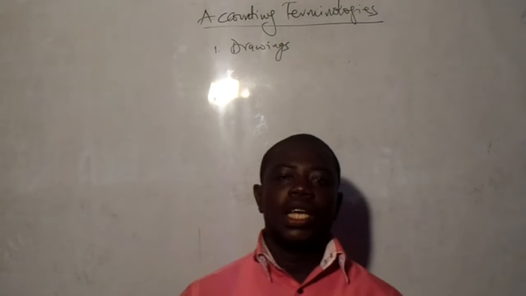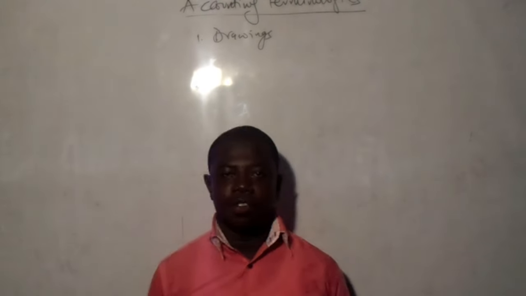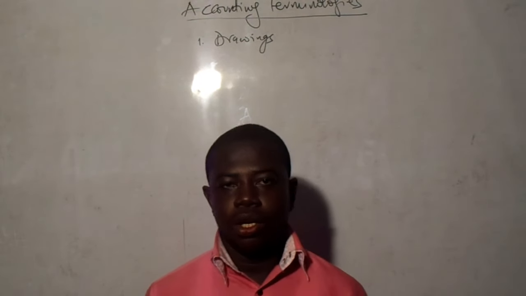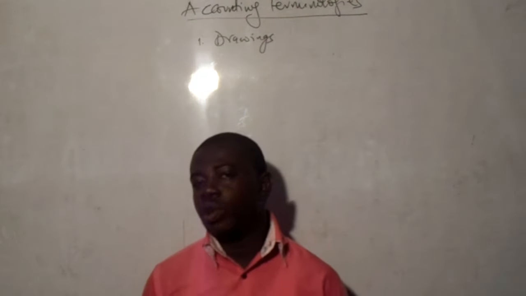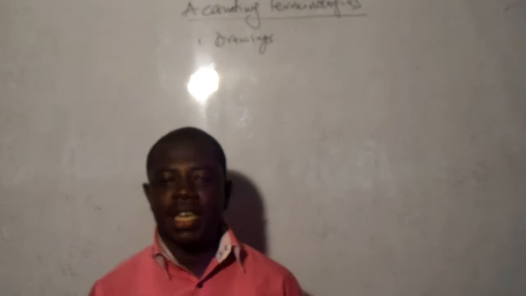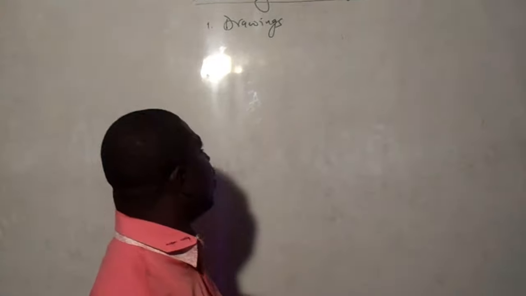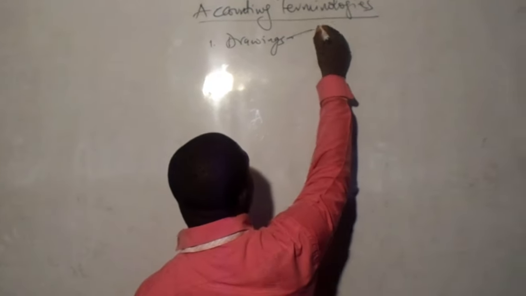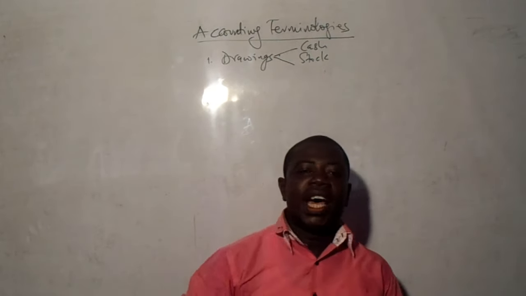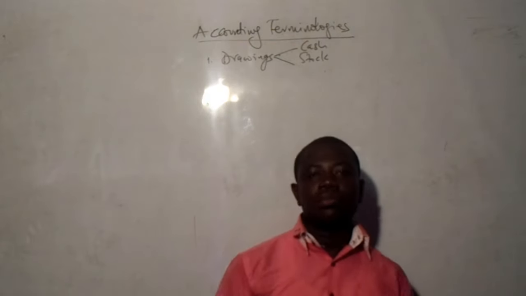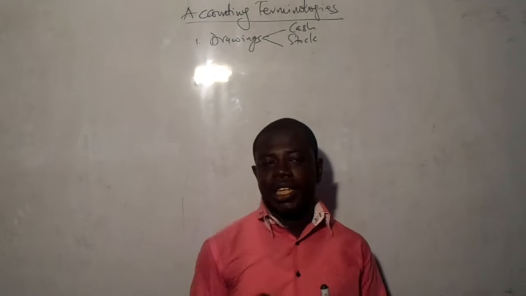Drawings refers to goods or cash that has been taken out of the business by the owner of the business for his own private use. So drawings refers to goods or cash that has been taken by the owner for private use. And so, like I said, goods or cash makes us understand that we have two types of drawings. We have goods drawings or stock drawings, and then we have cash drawings. So whether it is stock or inventories or cash, once the owner has taken that out of the business for his private use, then we term it as drawings.